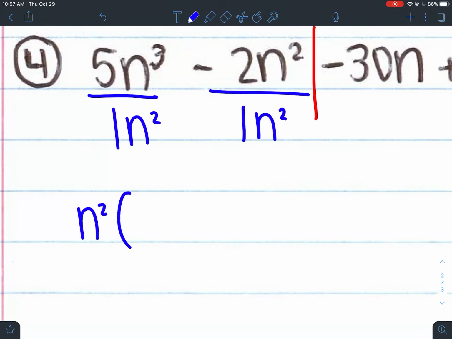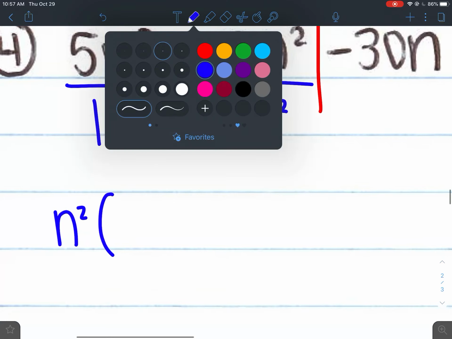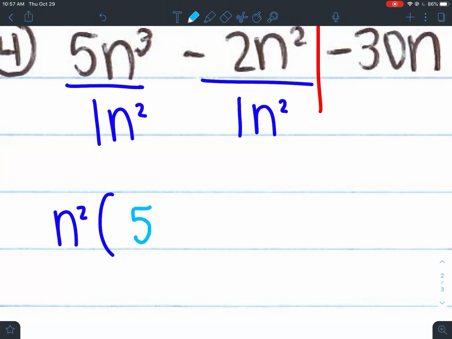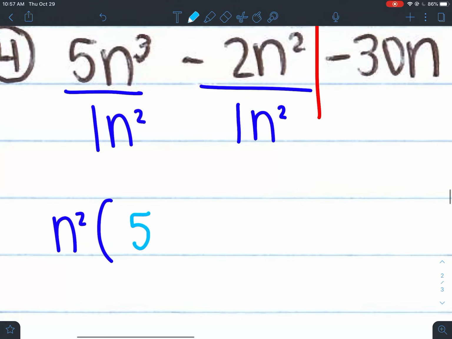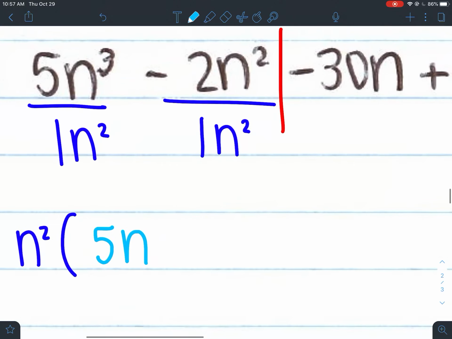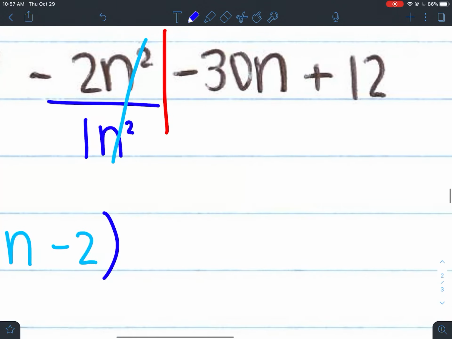Again, I don't have to write the 1 there because it's understood that it's there. 5 divided by 1 is going to be 5. N cubed divided by n squared is going to give me 1n left over. And then I have negative 2 divided by 1, which gives me negative 2. And the n's cancel, because if I have 2 n's and I take away 2 n's, I have no n's left over. Moving on to the second set.